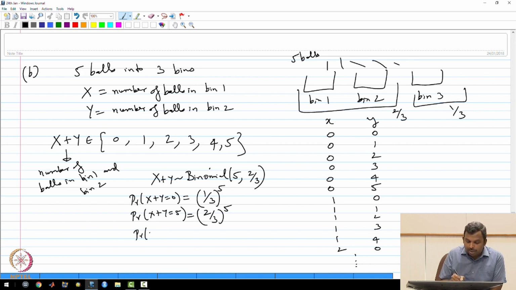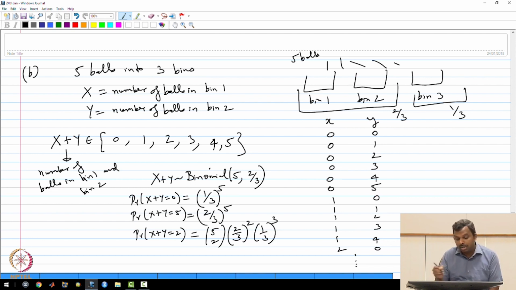So any other value you pick. So let's say x plus y is 2. There are 5 choose 2 different ways in which this can happen, and 2 balls land in bin 1 or bin 2, and 3 balls land in the other bin. So this is possible. One can do this. It's quite okay. But any other function is going to be a little bit more tricky.